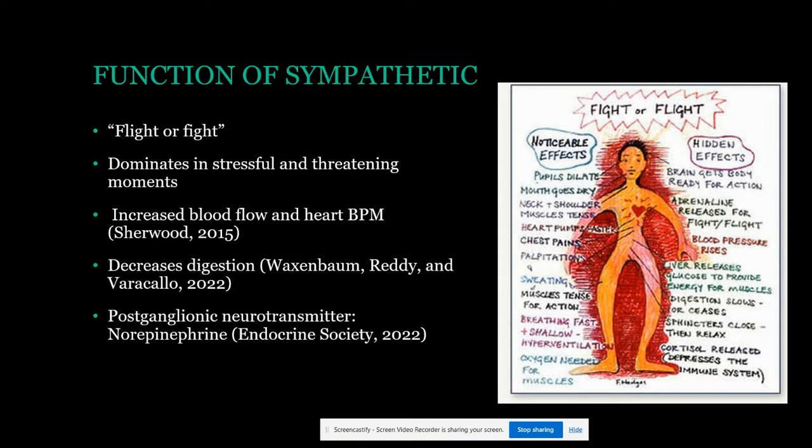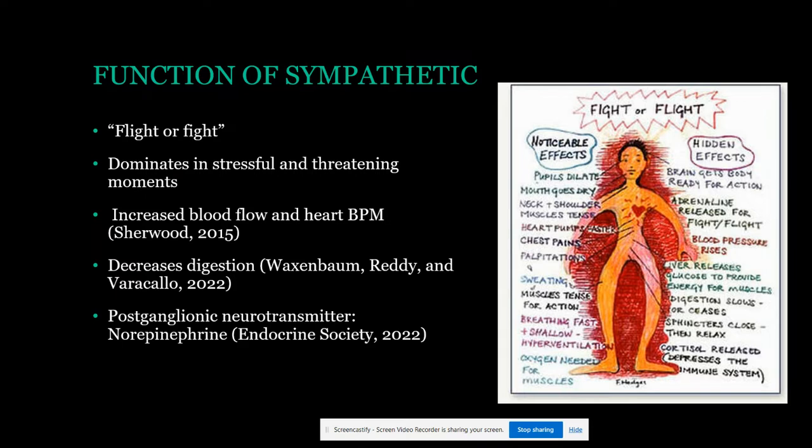This is why we refer to it as fight or flight, because the goal of the sympathetic nervous system is to prepare our body to fight against or flee from a threat. The way the body does this is by increasing blood flow, by increasing your heart's beats per minute, and it also will increase the force along with your blood pressure in order to supply many organs and tissues in your body with oxygenated blood.